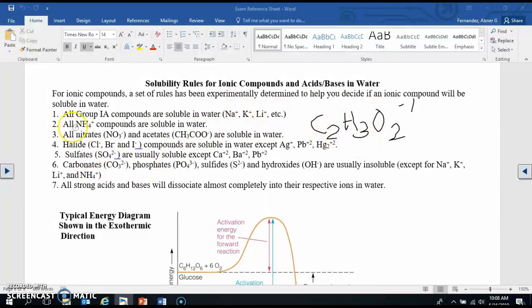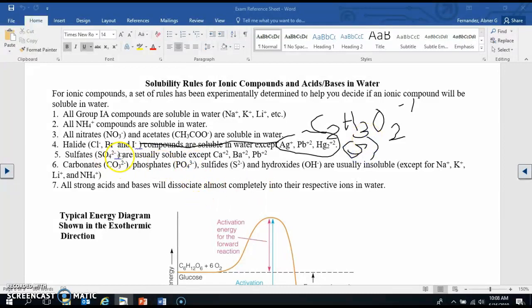Now here are the exceptions. If you have chloride, bromide, and iodide, so NaI, NaCl, NaBr, those compounds are soluble in water. There are only three exceptions. If you see Ag in front of Cl, AgCl, PbCl2, or Hg2Cl2, if the positive ion is any of these three in front of these negative ions, it's going to be insoluble in water. That means anytime you have this, you're going to have something solid in water.